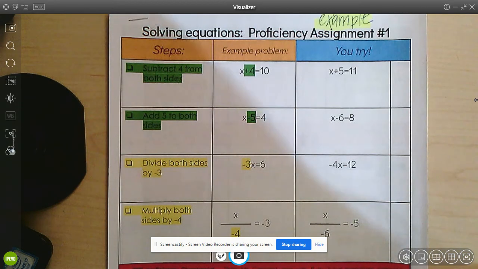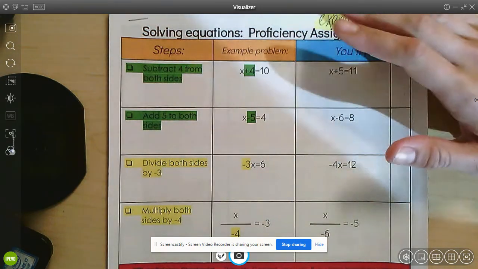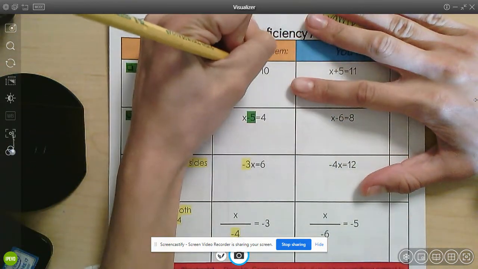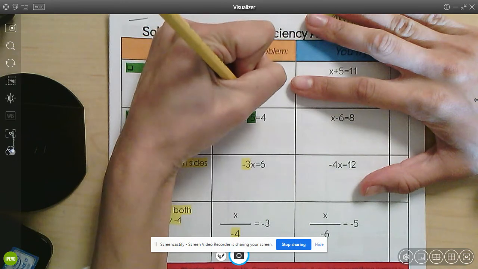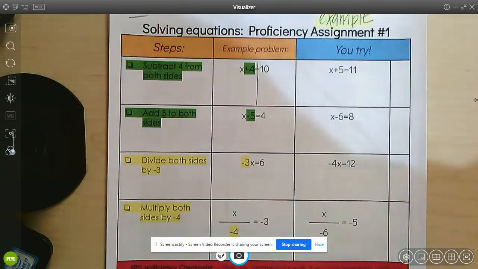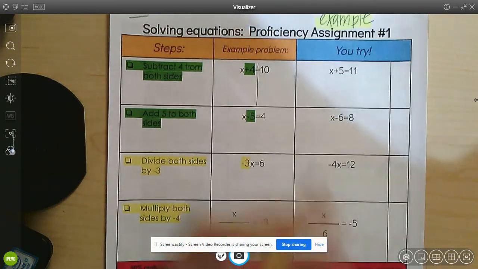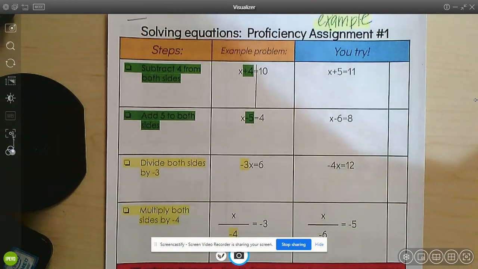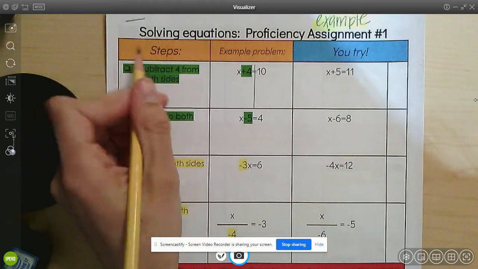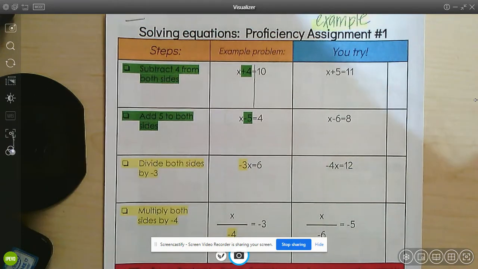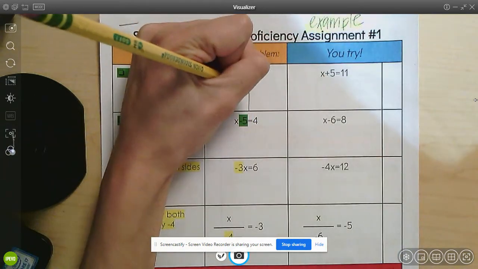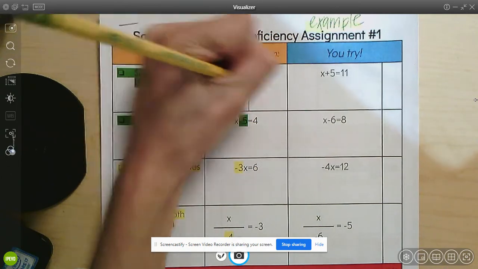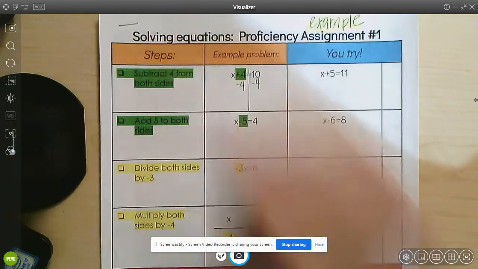So for number 1, x plus 4 equals 10. Step 1, I want you to draw a line through the equal sign going all the way down to separate the two sides of our equation. Now, because we have a plus 4, in order to eliminate it, we need to subtract 4 from both sides. So I'm going to subtract 4 from this side, subtract 4 from this side.